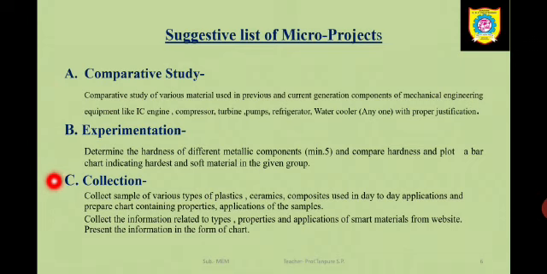Third, a collection. Collect sample of various types of plastics, ceramics, composites used in day-to-day applications and prepare chart containing properties, applications of the samples. Also, we can collect the information related to types, properties and applications of smart materials from website. Present in the form of chart. This is the suggestive list of micro projects given by MSBT.